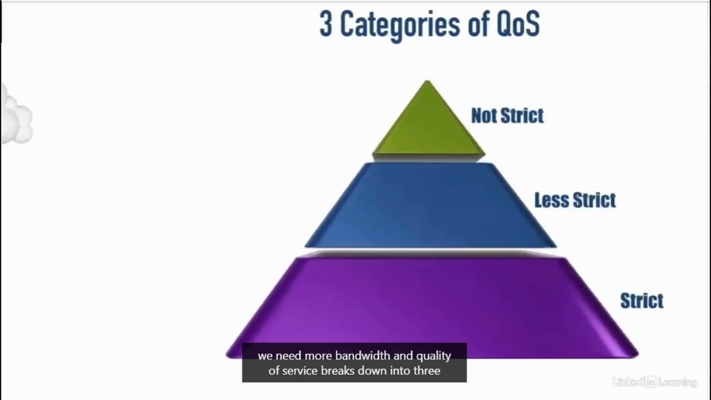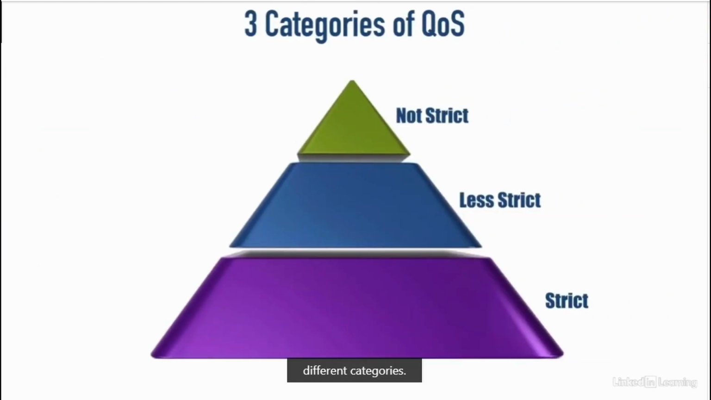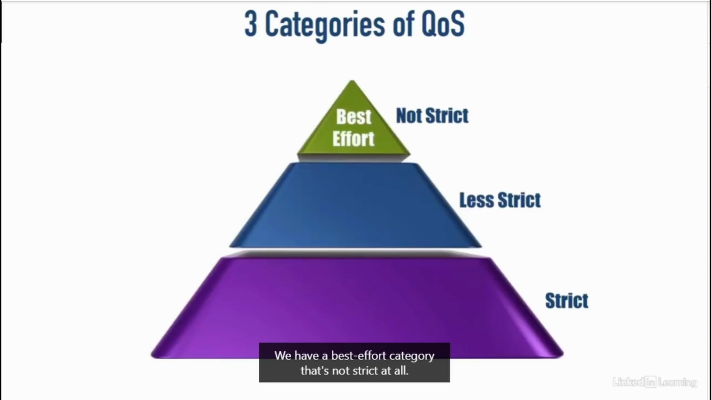And quality of service breaks down into 3 different categories. We have a best effort category that's not strict at all. In fact, I even hesitate to call it a quality of service category because really it's FIFO, first in, first out. The first packet that comes into the router or switch is the first packet to go out. There's no reordering of packets. There's no prioritization. It's just first come, first serve. That's best effort quality of service.